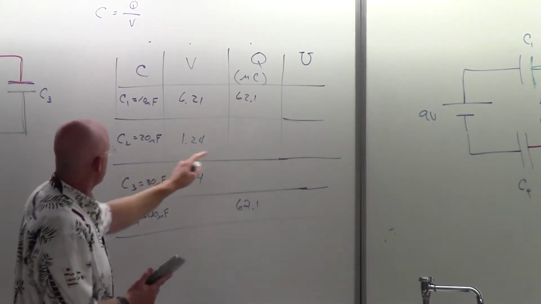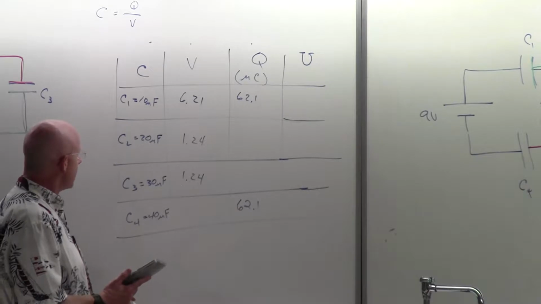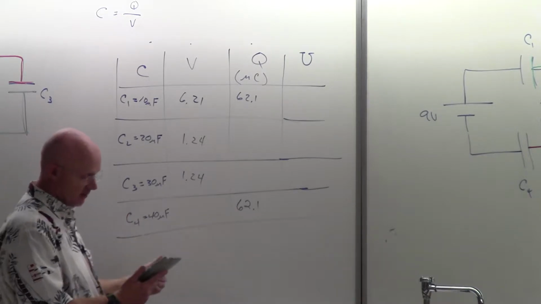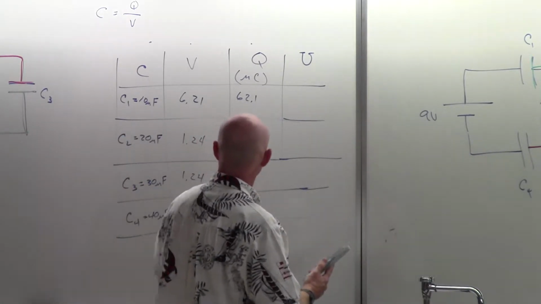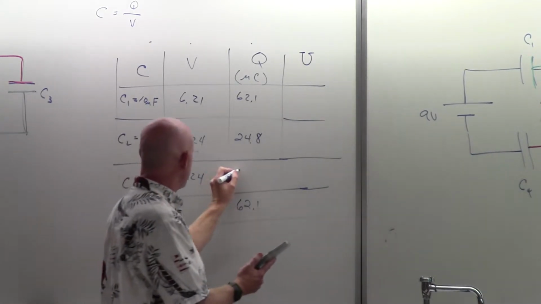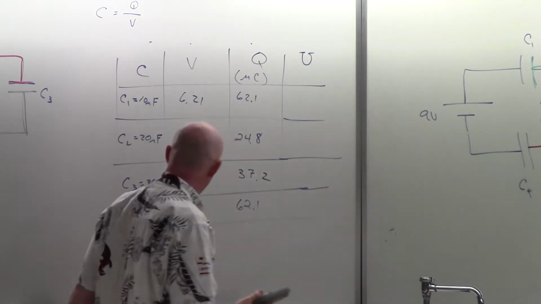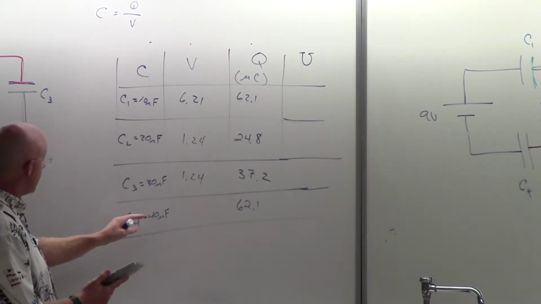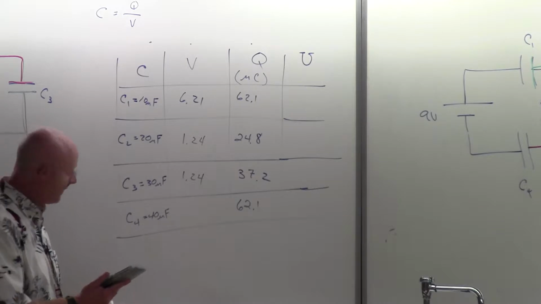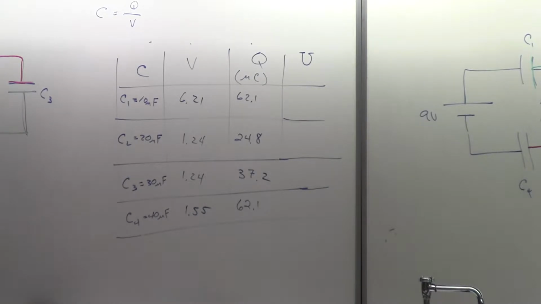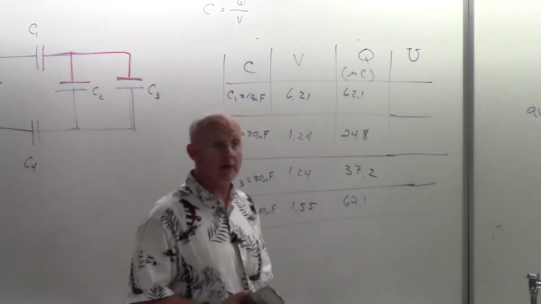The charge should be those two multiplied together. 20 times 1.24, well, it should just be 24.8. These guys, 30 times 1.24 should just be 37.2. And then the voltage should be the charge, the 62.1, divided by the capacitance of 40, coming up with 1.55. Okay. And so now I've answered at least most of it. I still have to do the energy, but I'm waiting on that one.